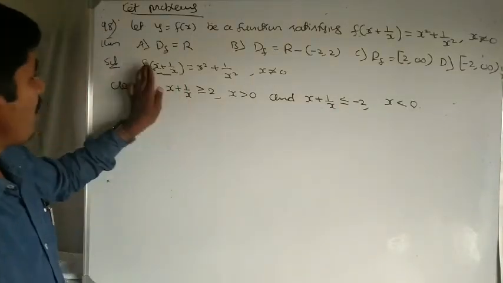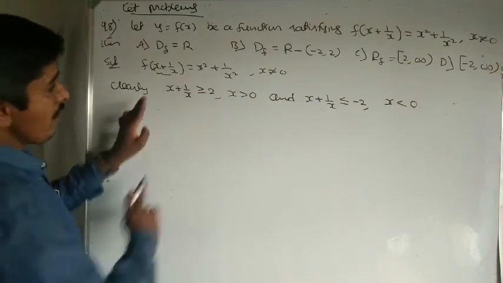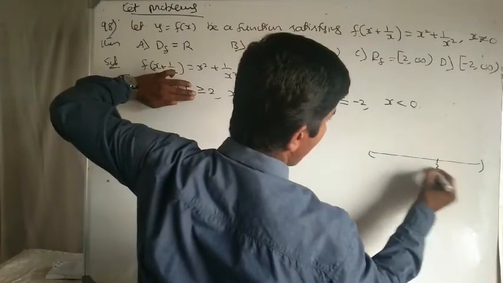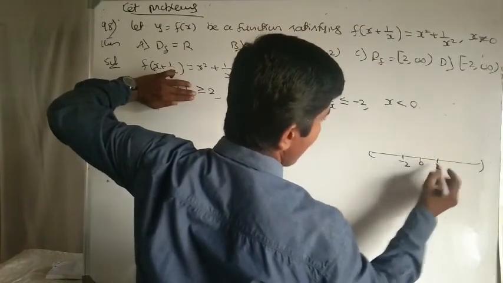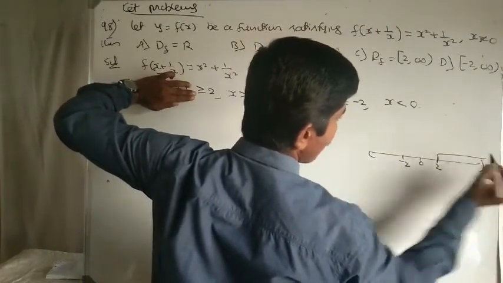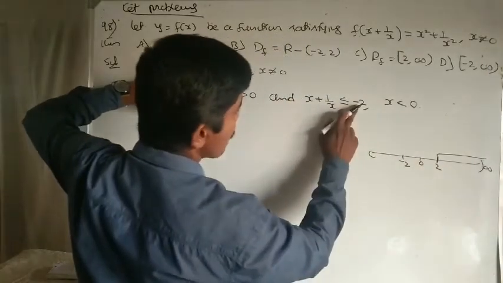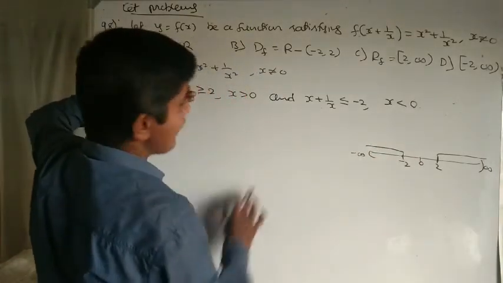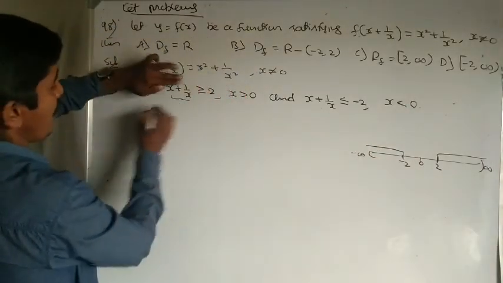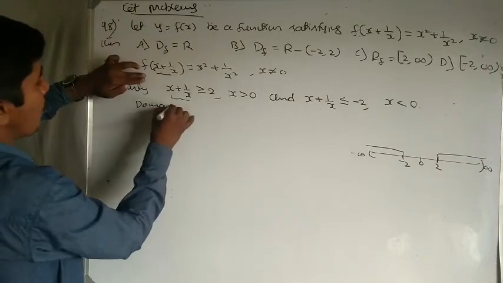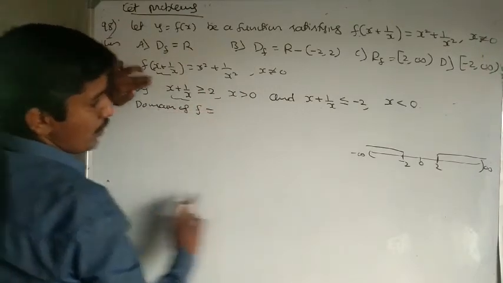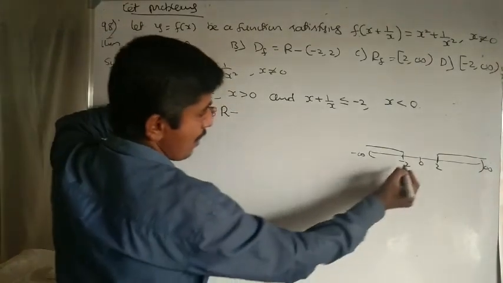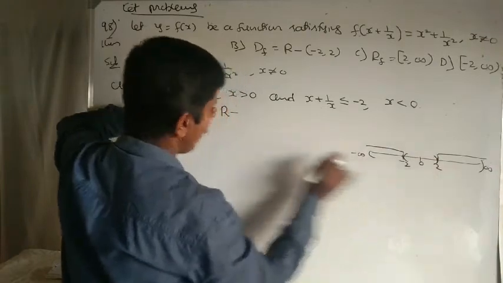This is the domain of the function here. So clearly, the value is greater than or equal to 2, equal to 2 or greater than 2, and equal to minus 2 or less than minus 2, up to minus infinity. Correct. Therefore, I am writing directly, the domain of f is all the real numbers except between minus 2 and plus 2.